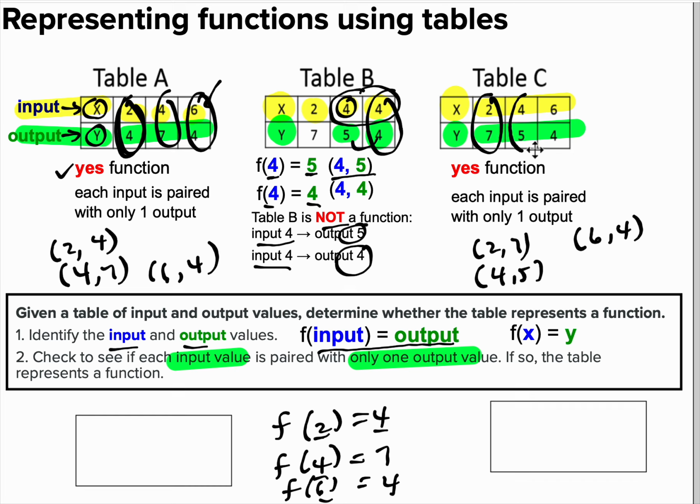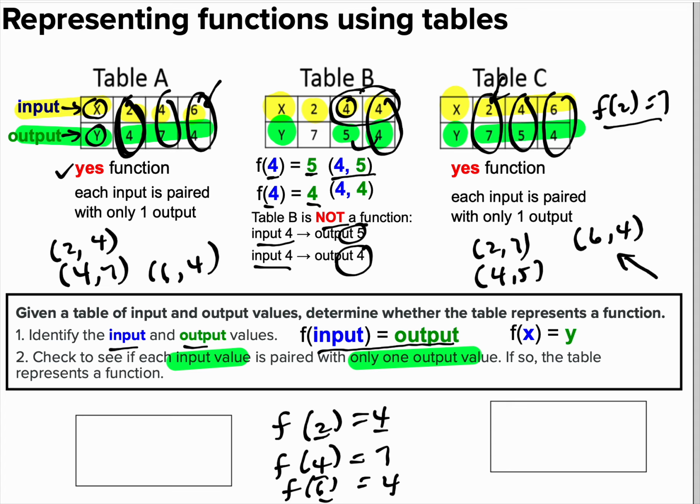Each of these ordered pairs goes together, and I could also write them in function notation like I did before. For this first, I can say f of 2 equals 7. That's in function notation. This is as an ordered pair. This is in a table. I could also graph it.